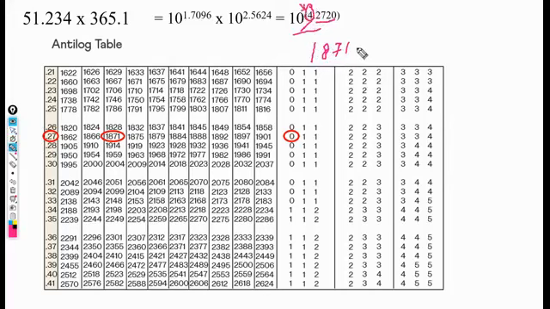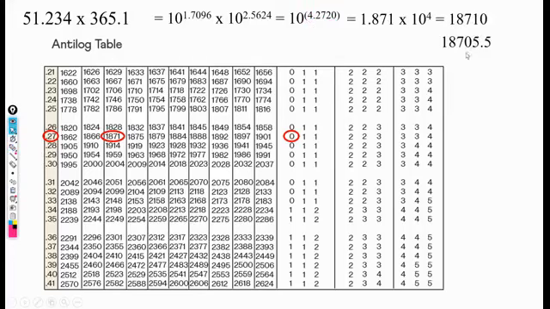So I can just write this as 10 raised to 4. But remember, whatever number I get from antilog, the decimal has to be here. So the antilog of this table is, this number is 1.871 into 10 raised to 4, which can be written like this.